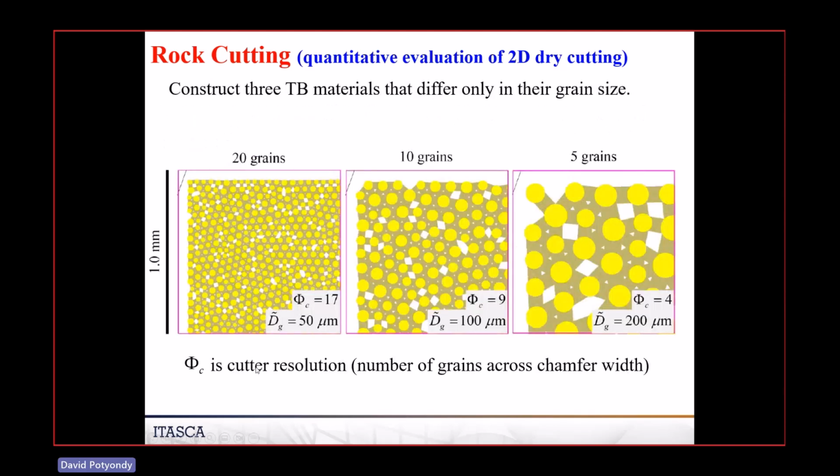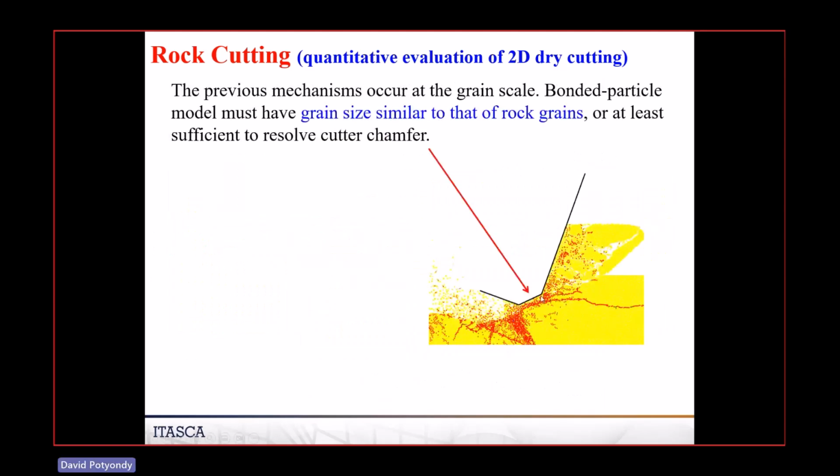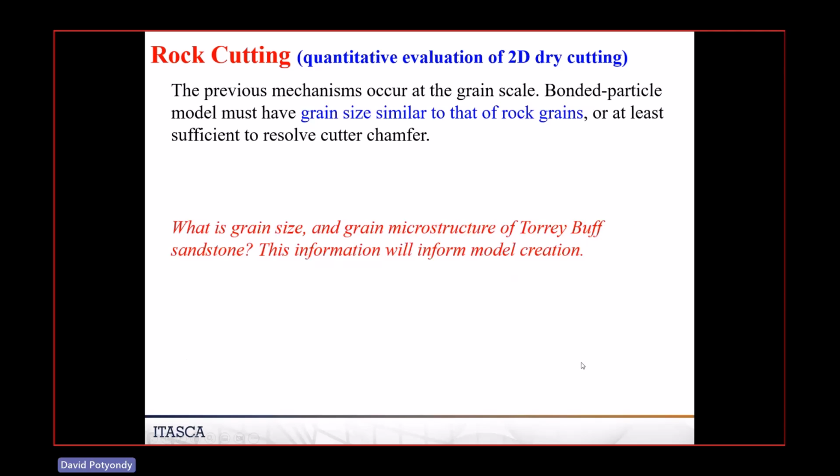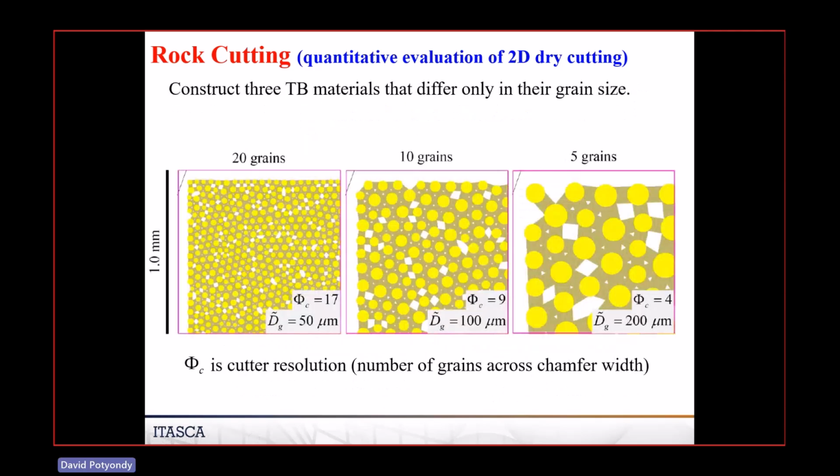And what's important is the number of grains. I'm postulating that what's important is the number of grains across that chamfer. How many grains are across that distance? And I'm going to call that the resolution. I'm going to call that the cutter resolution. The idea being, what is the resolution of the material that can resolve the cutter? So it's the number of grains across the width. So you can see this one has 17 across, 9, and 4. And I didn't want to go any bigger than that because that wouldn't have made any sense.